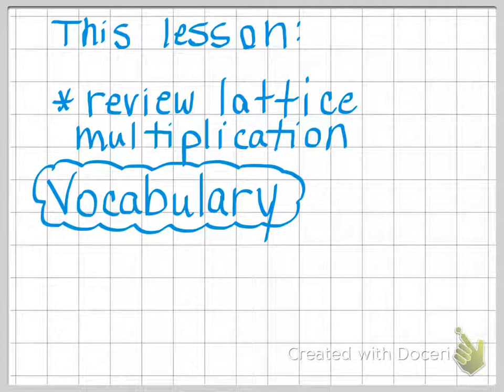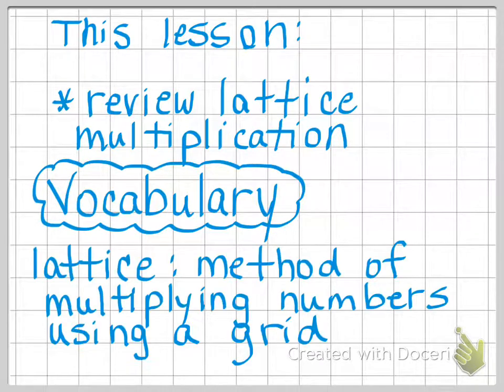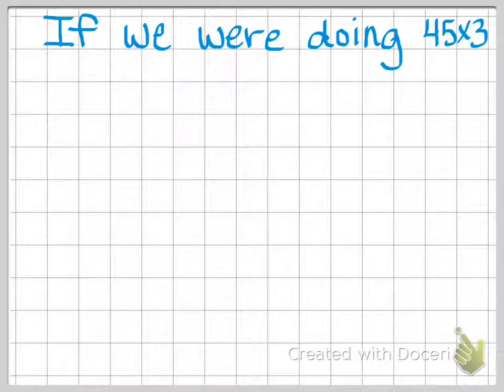We're going to write down vocabulary today, and the one thing that we're going to write down is the word lattice. And lattice is basically a method of multiplying numbers using a grid. So if we were going to do the problem 45 times 3, we would write the numbers like this. We would put the 45 on the top and the 3 on the side.